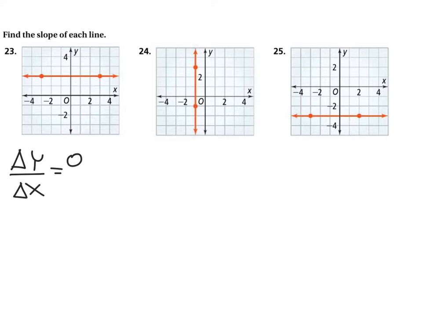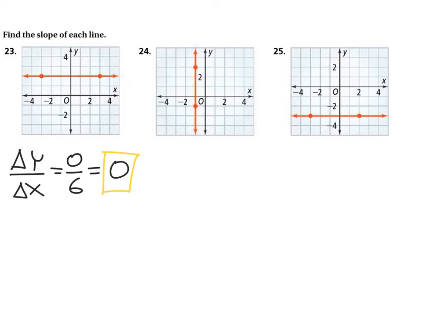Now, what is our change in x? Well, our change in x is 1, 2, 3, 4, 5, 6. Sorry, I had people at the window, banging at the window. What's our change in x? Our change in x is 1, 2, 3, 4, 5, 6. And so we put that over 6. And what is 0 divided by 6? Well, 0 divided by 6 is 0. This has a slope of 0. And in fact, every horizontal line has a slope of 0.